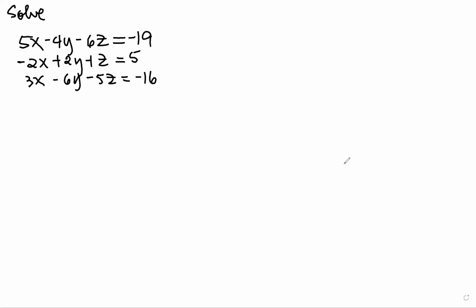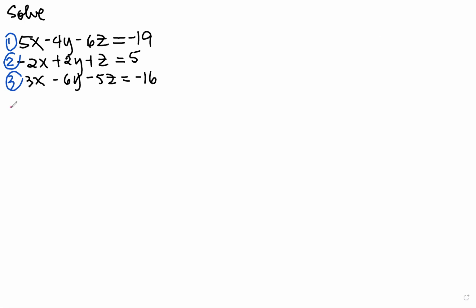Given three equations here: 5x minus 4y minus 6z is equal to negative 19. That is the first one. The second, negative 2x plus 2y plus z is equal to 5. The third equation, 3x minus 6y minus 5z is equal to negative 16. So remember, name these as your first, second, and third equation.